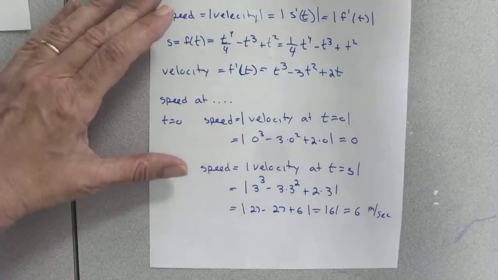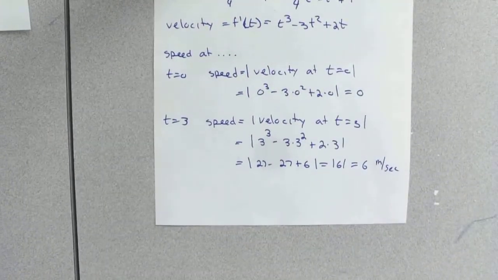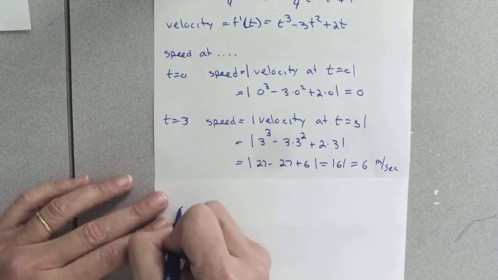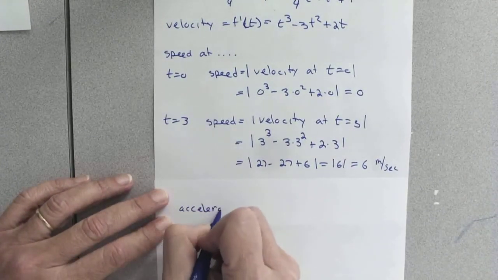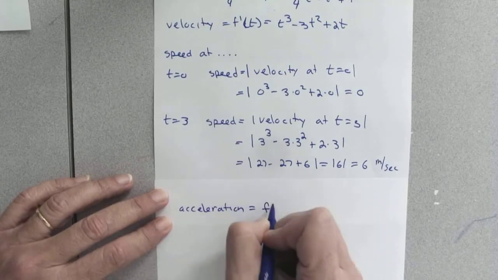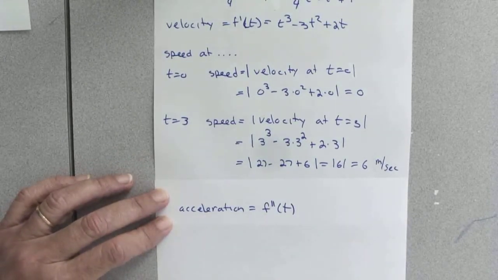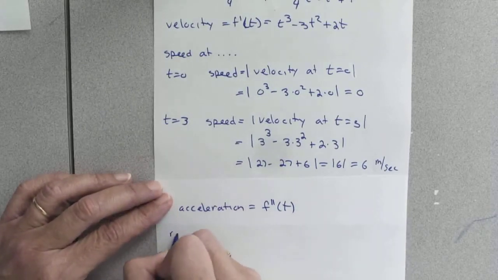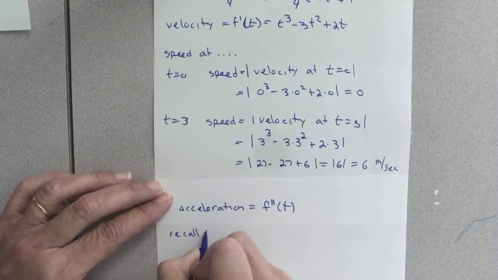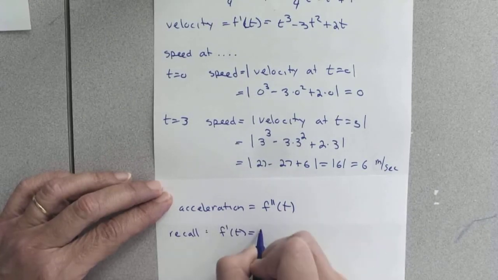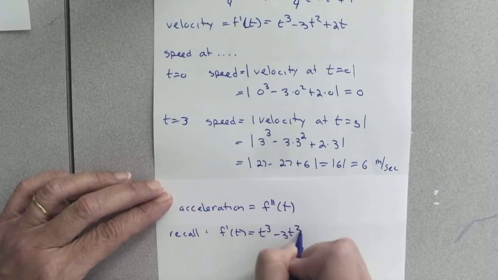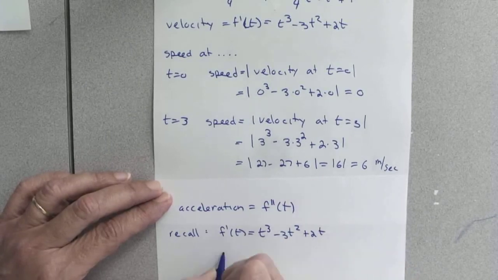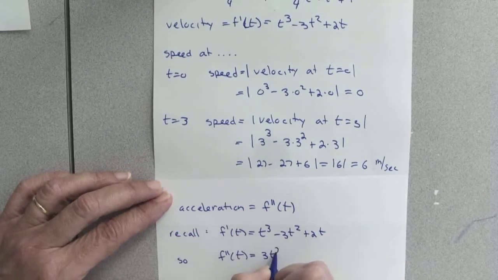Then the last thing that this one asked us for was acceleration. Well, acceleration is the second derivative. And let's recall, it's still at the top of the screen, that my first derivative was t cubed minus 3t squared plus 2t. So my second derivative, just differentiating again, is going to be 3t squared minus 6t plus 2.